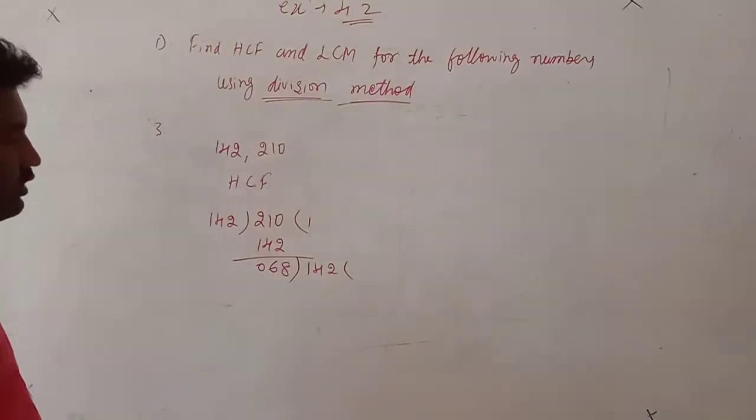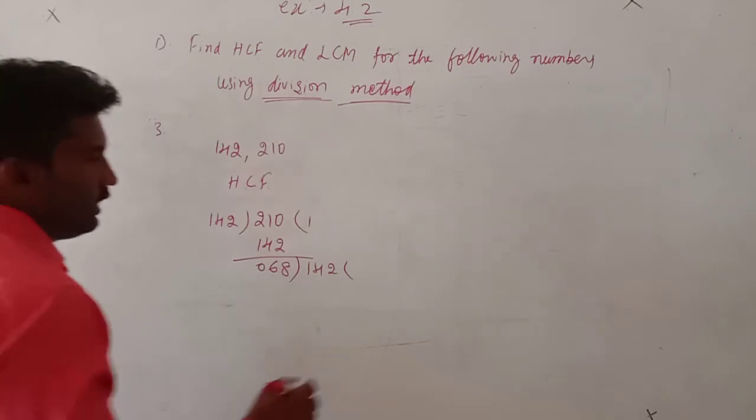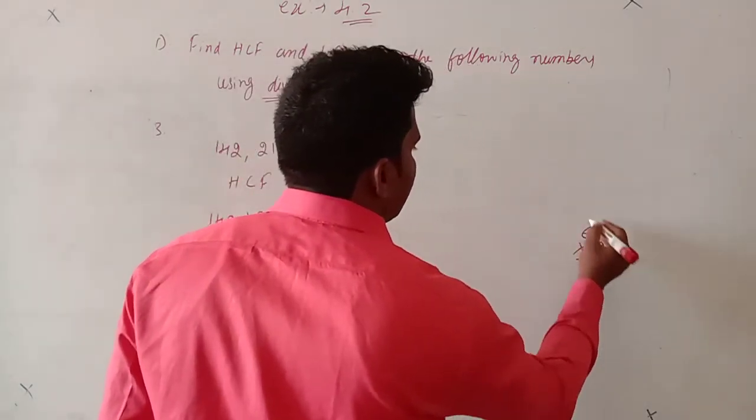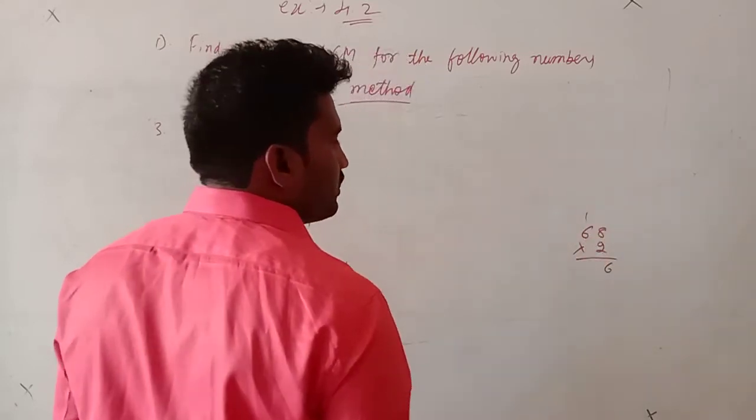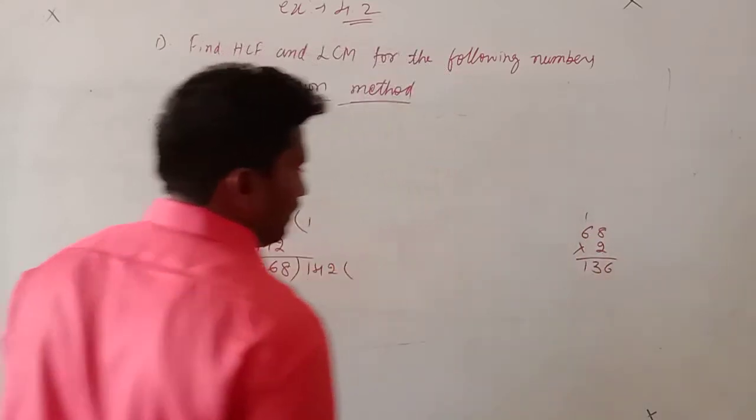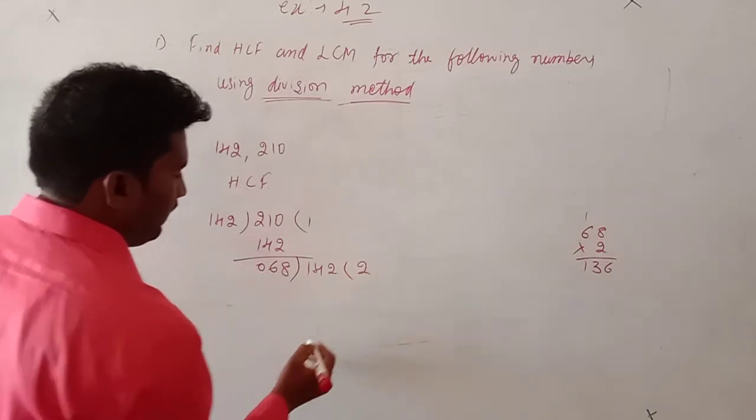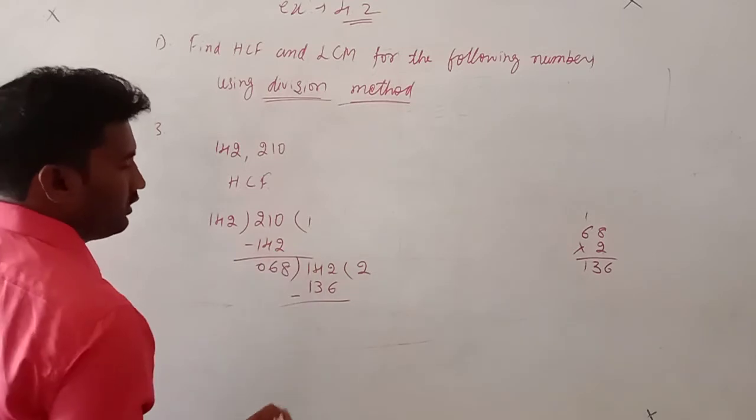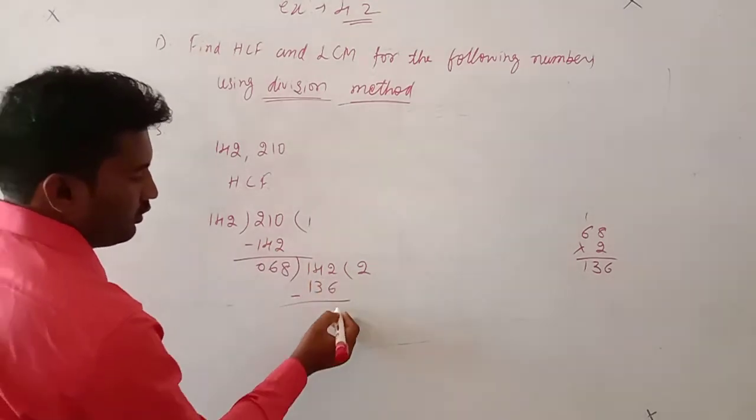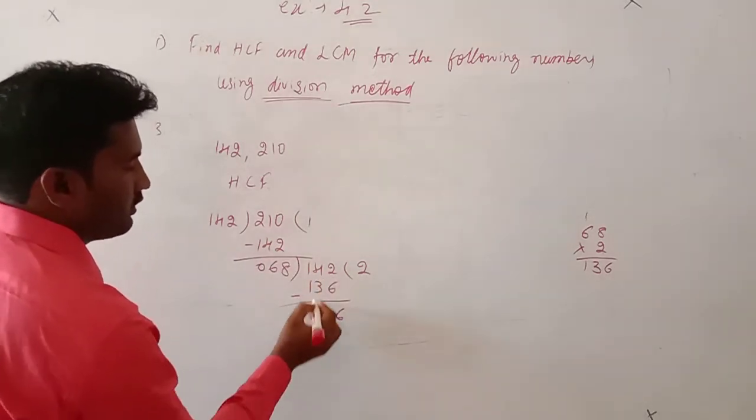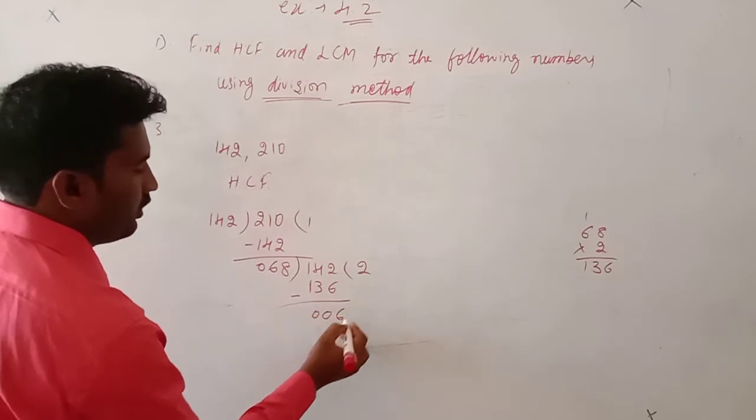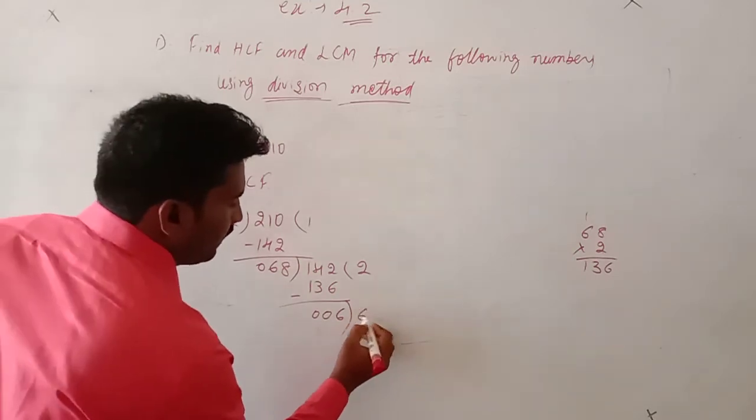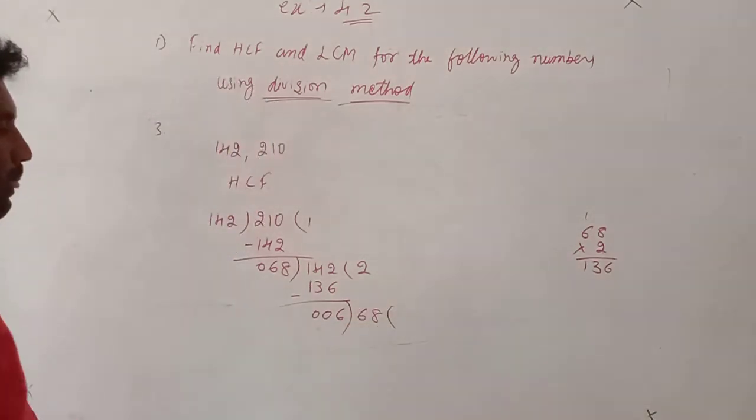Okay. 68 ones are 68. 68 twos: 2 eights are 16, carry 1; 2 sixes are 12, plus 1 is 13. So it is 136. Subtracting 136 from 142, we get 6. Now by the remainder 6, we have to divide 68.